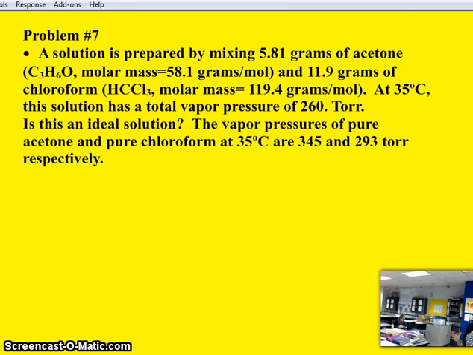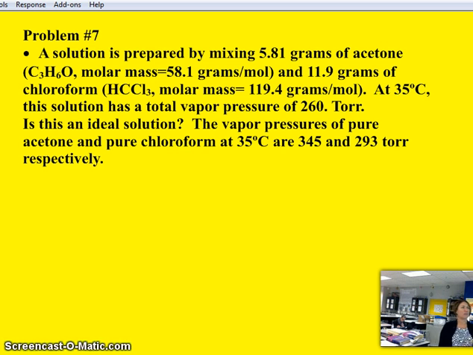Here's an example, and then we'll talk about the theory behind this. A solution is prepared by mixing 5.81 grams of acetone. Acetone is the component in nail polish remover. You know it's volatile. If you leave the cap off, you can smell it. It evaporates easily. And 11.9 grams of chloroform. Chloroform is the stuff in the old movies they would put on a rag and put on your face and it would knock you out.